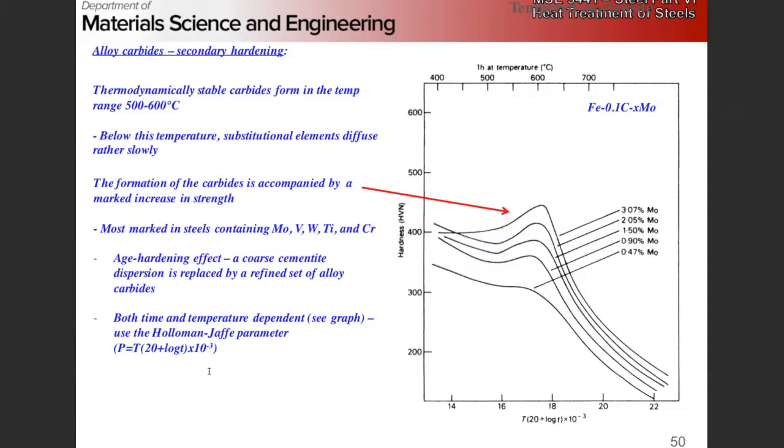So one way of normalizing data is what we call the Holloman-Jaffe temperature, right? Sometimes just called a tempering coefficient, right? And it's a way of rescaling time and temperature for tempering. So anything that has the same coefficient should have the same resulting microstructure and degree of softening, right?